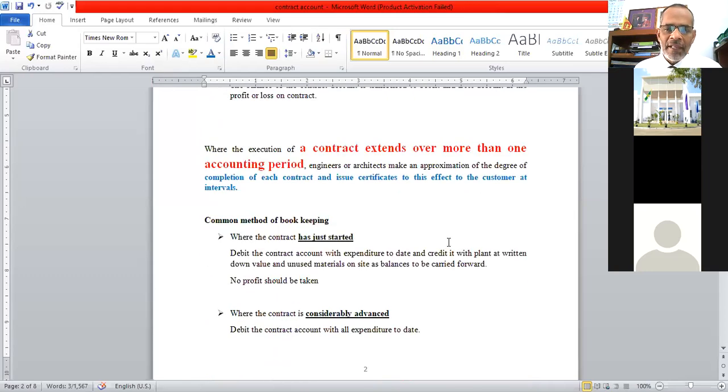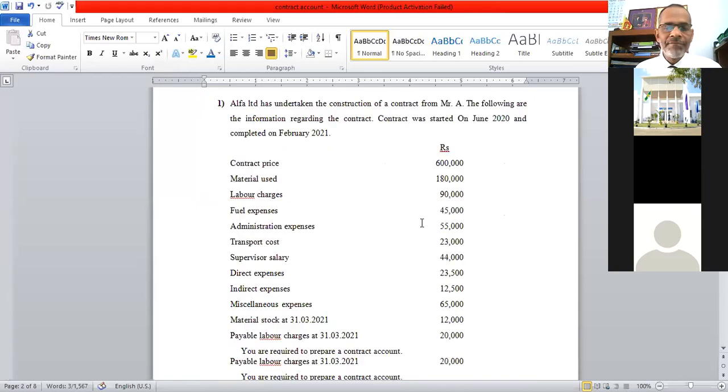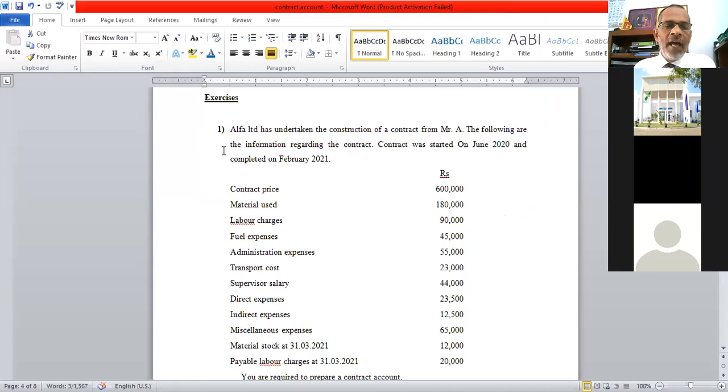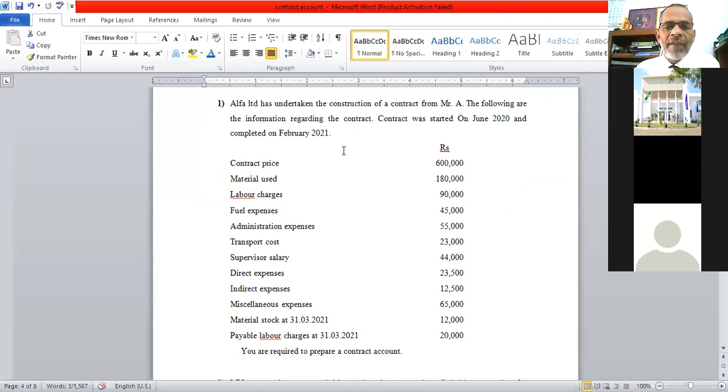Less than 1. Yes, look at the example 1. Example 1, look at Alpha Limited has undertaken a construction of a contract, Mr. A. The following are the information regarding the contract. Contract was started on 1st June 2020, completed February 2021. What about less than 1 year contract or more than 1 year contract? Less, good. Less than 1 year contract. Is there any apparent profit, actual profit classification?